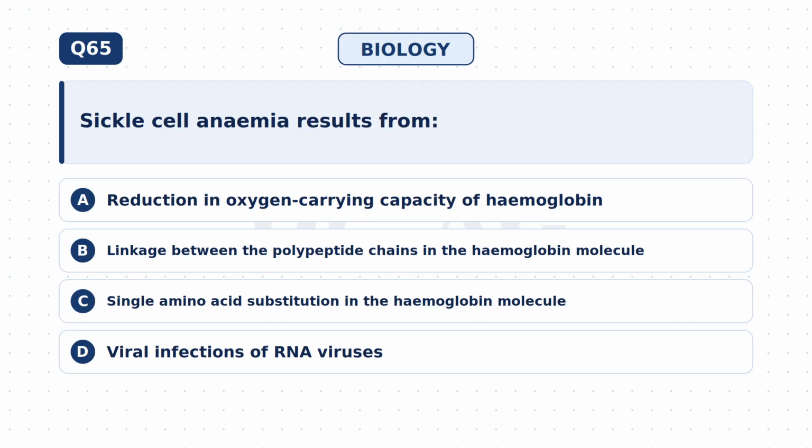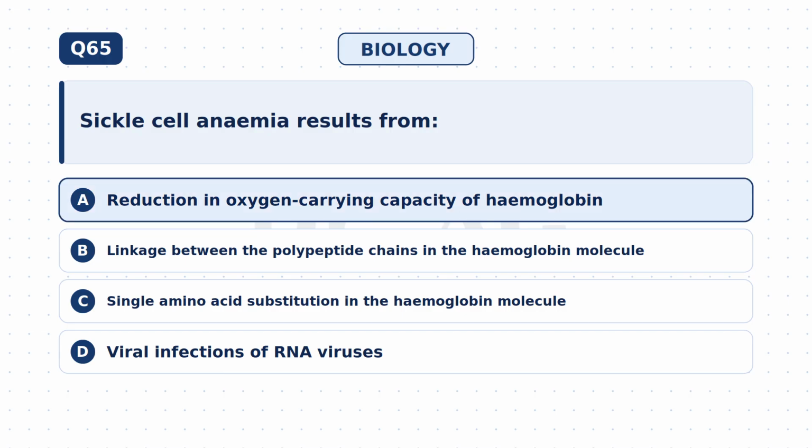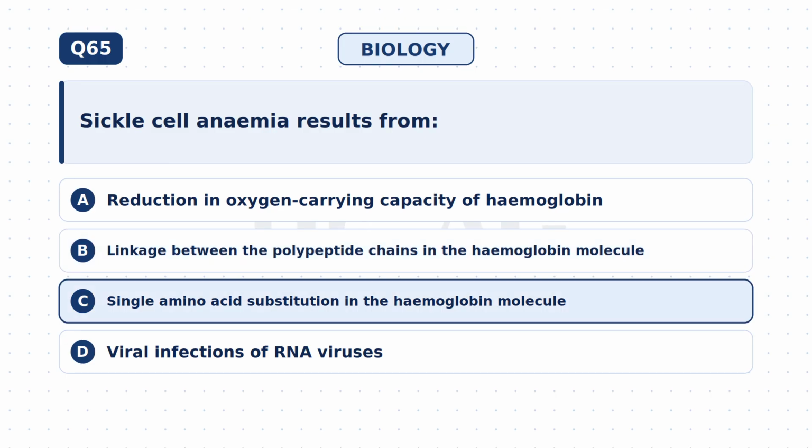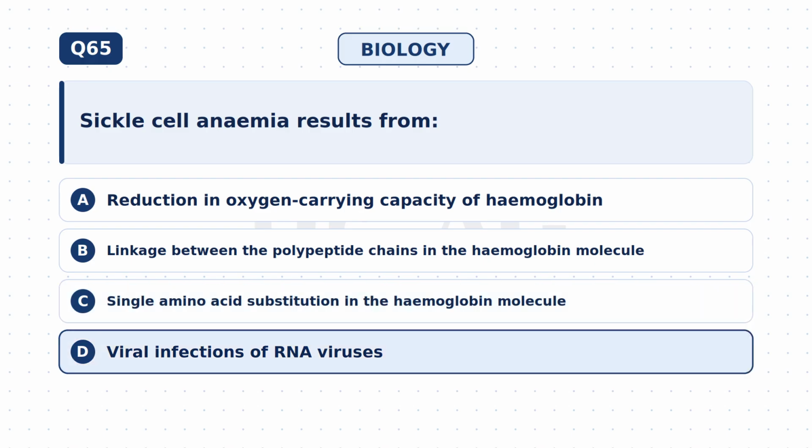Question 65. Sickle cell anemia results from Option A reduction in oxygen carrying capacity of hemoglobin. Option B linkage between the polypeptide chains in the hemoglobin molecule. Option C single amino acid substitution in the hemoglobin molecule. Option D viral infections of RNA viruses.